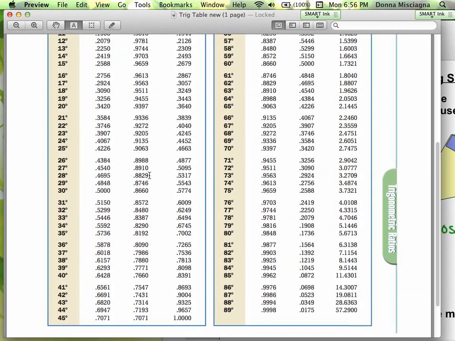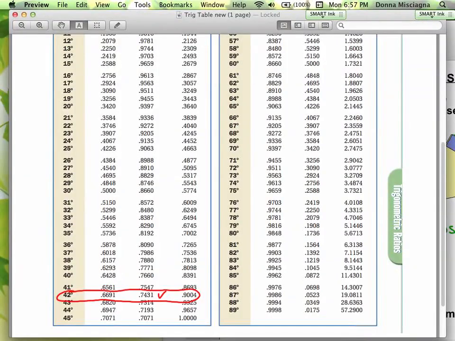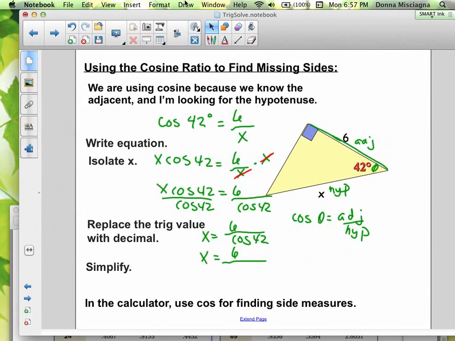All right, so hopefully you saw the 42-degree angle here. I made sure I moved the screen up so you could see it. And then cosine is the second one. So 0.7431 is our value that we're going to replace cosine 42 with. Oh, excuse me, I said 22, but I circled 42, so it's okay. 0.7431. So we'll replace that.